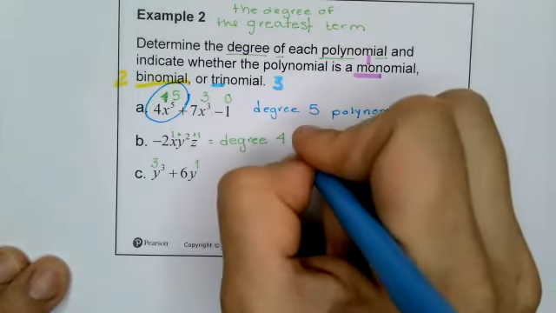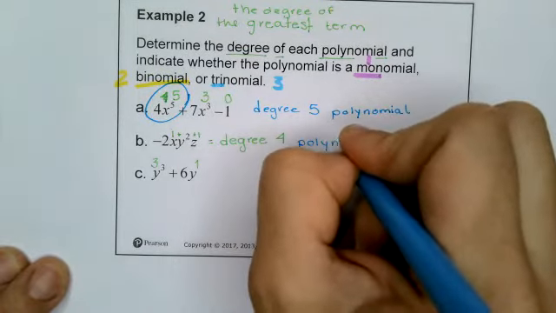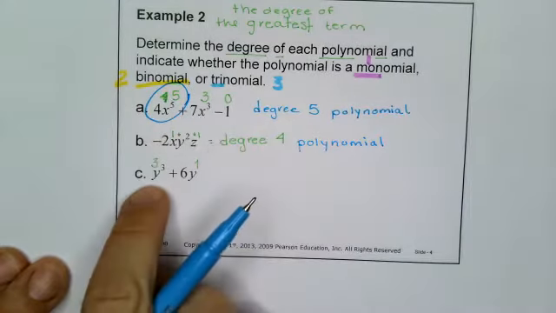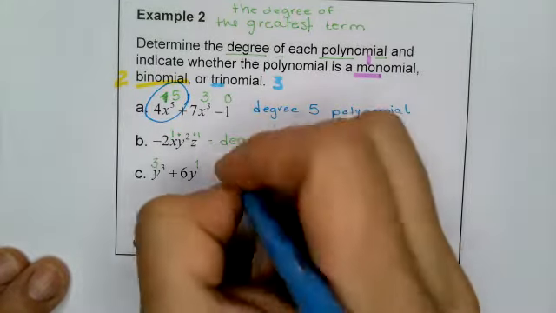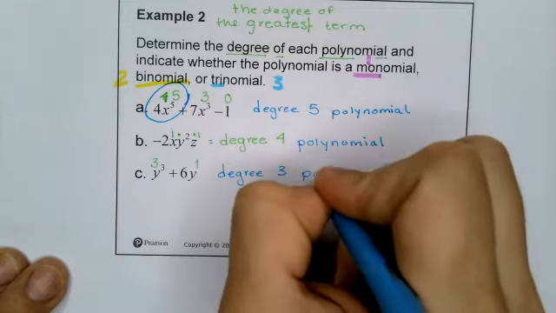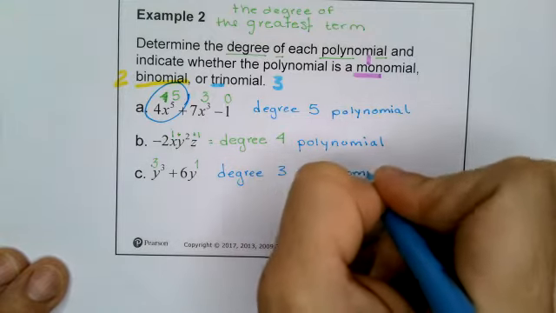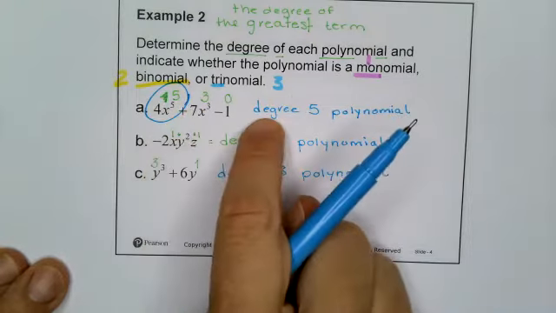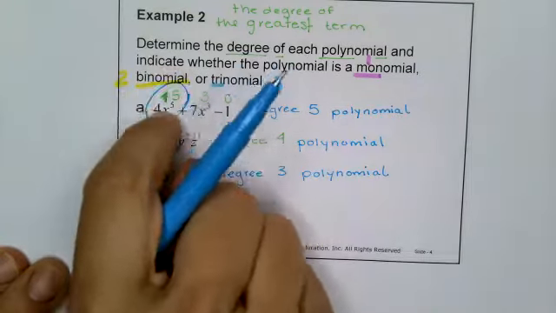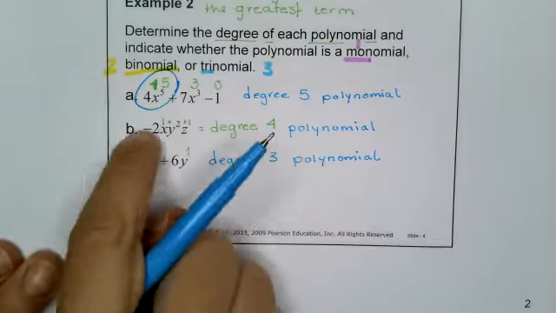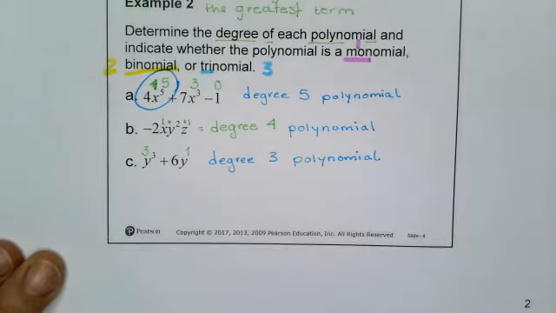This is a degree 4 polynomial. We didn't have any to choose from. There was only one term, right? We have a 3 and a 1, so this is a degree 3 polynomial. Note that I'm not adding 5 and 3 and 0 and saying this is a degree 8. I'm saying the biggest one is 5, so it's a degree 5. The biggest one is 4, so it's degree 4. The biggest one is 3, so it's a degree 3.